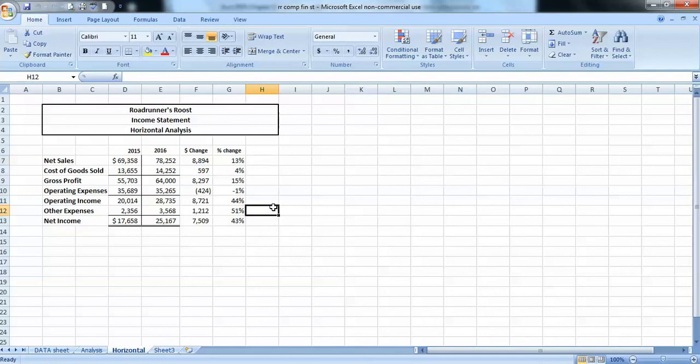The bottom line is we increased our net income by 43%. If you're up for a promotion, if you are looking at bonuses, that could be considered a very decent increase.